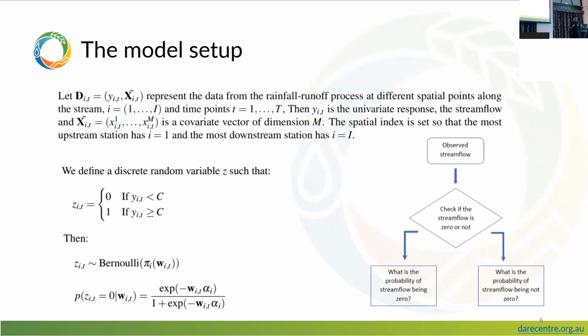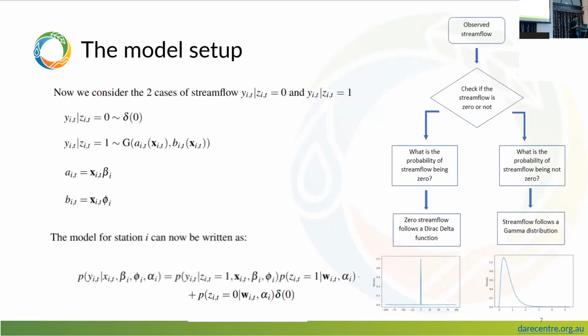The way I go about it is I try to divide the bigger problem into 2 smaller problems. We have days with 0 flows, and we have days with non-zero flows. I'm going to divide this and tackle them separately and have different distributions to represent them. First, I check what is the probability of the streamflow being 0. And then I represent that with a point mass at 0 using a Dirac delta function. And for the non-zero flows, I go with a gamma distribution to represent it.